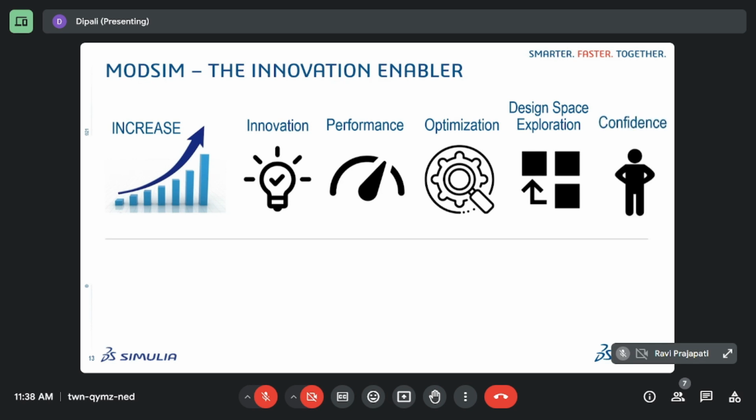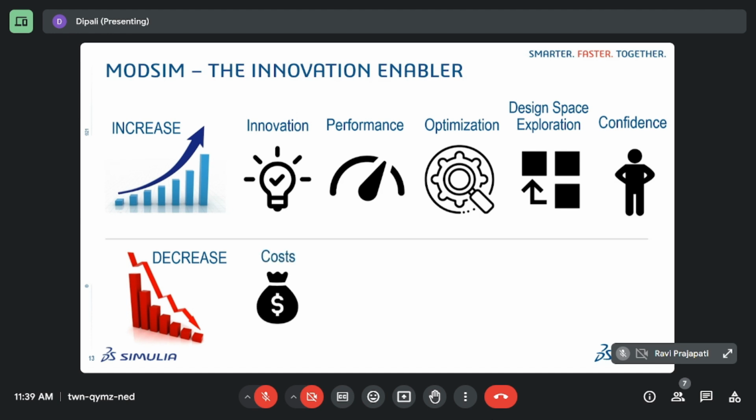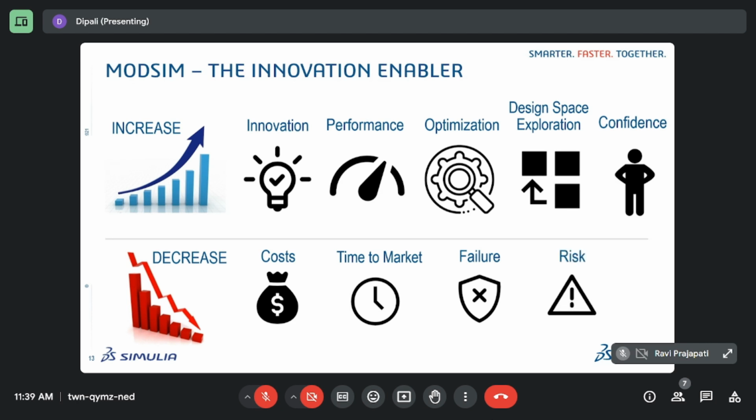Overall, the confidence in the design or a particular iteration that has been built up. Of course, with the help of MODSIM, a company can reduce the overall cost of the product design. Then it can reduce the time to market. It can reduce the failure criteria, and overall the risk involved in that particular design is reduced.